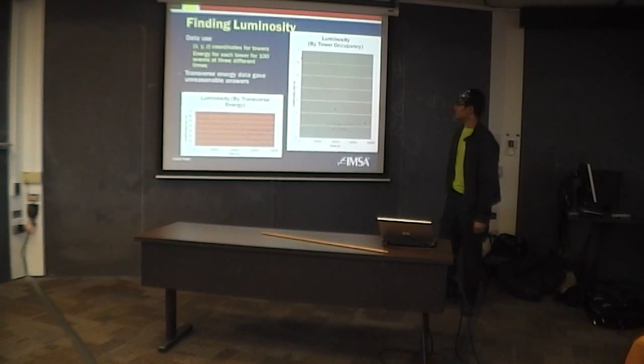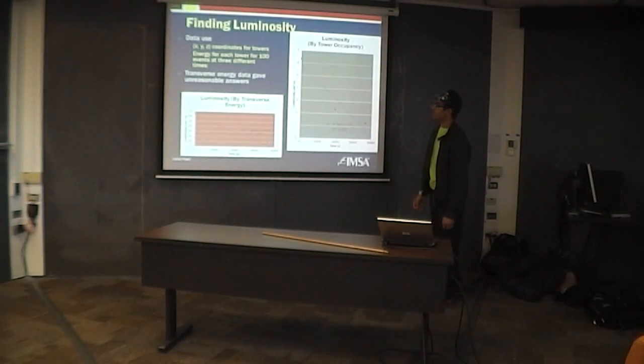And then I used those numbers and added in the data that I had to find the transverse energy and tower occupancy based luminosities for each one. Then I removed the data from transverse energy, because the results I got were an order of magnitude too high to be reasonable for luminosity numbers, and kept the tower occupancy ones because they were within a reasonable range.